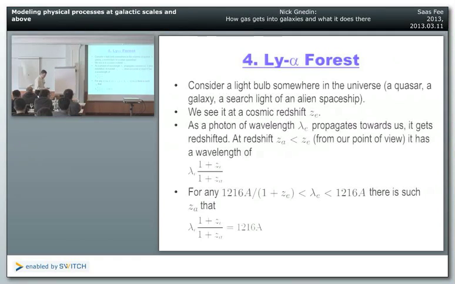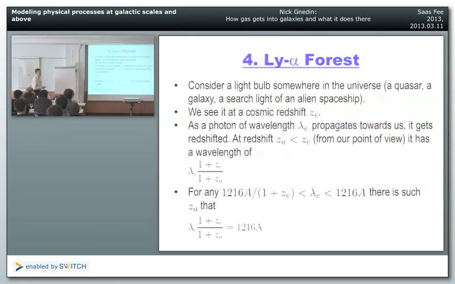Okay, so step number 4. You'll see how it all comes together at the end. So let's now talk about the Lyman alpha forest. And I'll explain what, if you never, who of you have not heard this word before? Everyone, okay, good. So if you take a light bulb, you put it somewhere in the universe. It can be a quasar, a galaxy, again, a light bulb, anything.